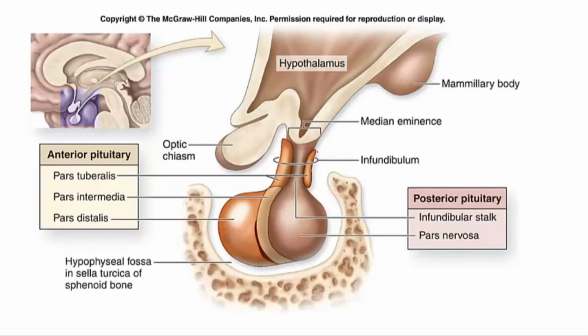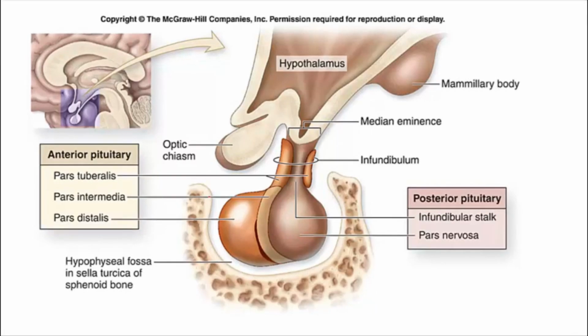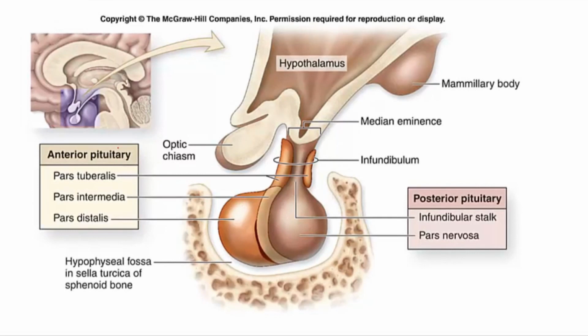We can divide it into two different parts, anterior lobe and posterior lobe. This is the anterior lobe, this is the posterior lobe, as you can see. So this anterior pituitary lobe is known as adenohypophysis, and the posterior lobe of the pituitary is known as neurohypophysis, because this posterior lobe is mainly connected to the nervous system.